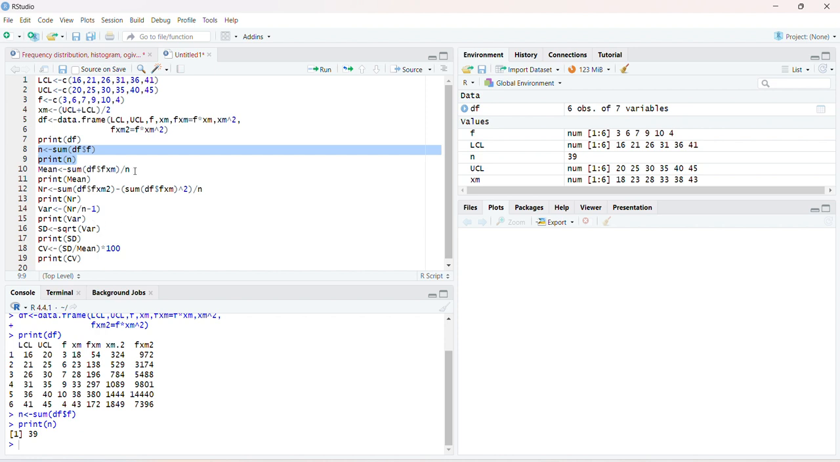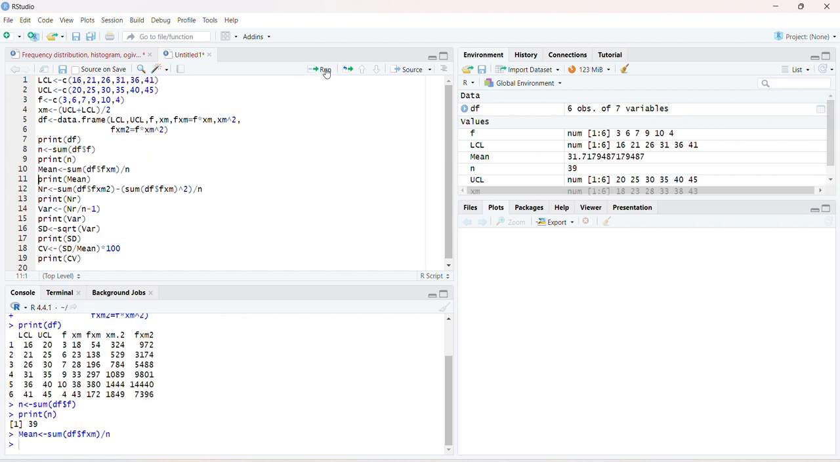And then we have to find out the mean formula: sigma fxm by sigma f. Sigma f we called N, so it is by N. So the value of mean is given by sigma fxm by N. Now when you say print mean, then you will get the value of the mean.